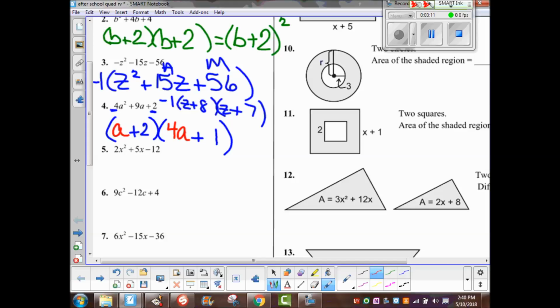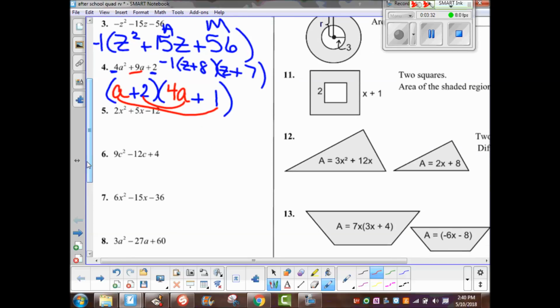Now just double check. Double distribute and see if it does come out to be this trinomial. So that's going to give me 4a squared. I've got 1a plus 8a. Bingo. That gives me 9a, and then 2 times 1 gives me 2. I'm good. Okay? Good so far? Yes? Okay. All right. Go ahead and let's take a look at number 5.